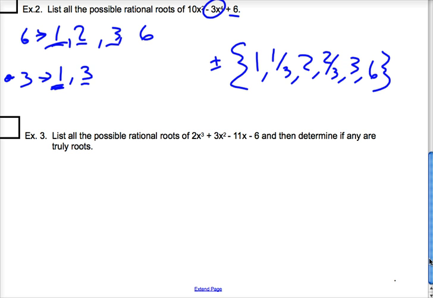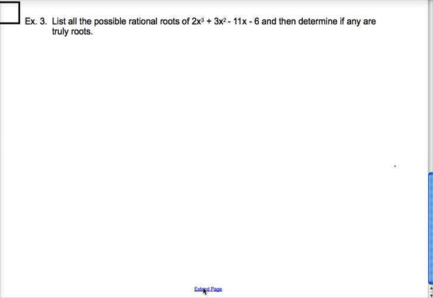Alright, example 3. List all possible rational roots. And then determine if any truly are roots. Okay, so this one's a little bit more involved. So we're going to do the same thing. We've got a constant -6, but I don't care that it's negative. We'll just put 6, and then the lead is 2. So 6 is 1, 2, 3, 6. 2 is 1 and 2.